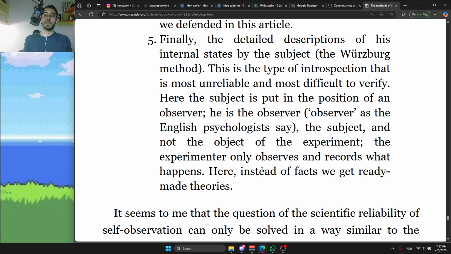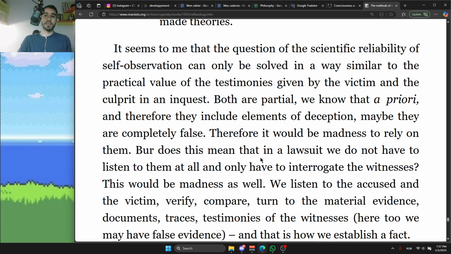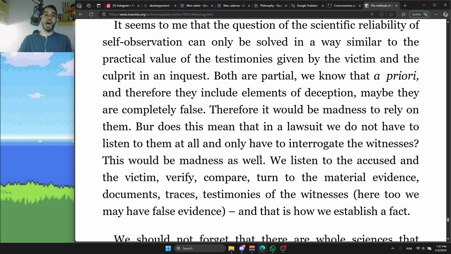Here the subject is put in the position of an observer. His observer, as English psychology says, observes the subject and not the object of the experiment. The experimenter only observes and records what happens. Here, instead of facts, we get ready-made theories. It seems to me that the question of the scientific reliability of self-observation can only be solved in a way similar to the practical value of the testimonies given by the victim and the culprit in an inquest. Both are partial. We know that a priori, and therefore they include elements of deception, or may be completely false. Therefore, it would be madness to rely on them.